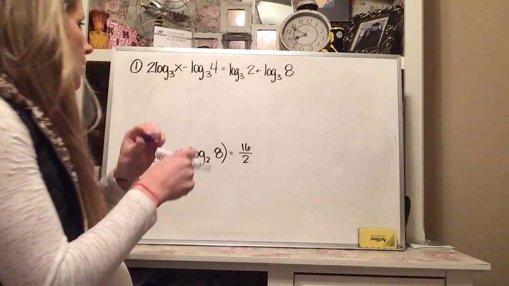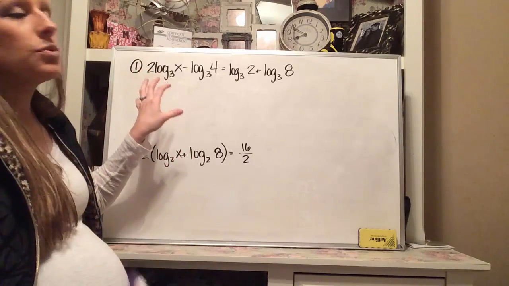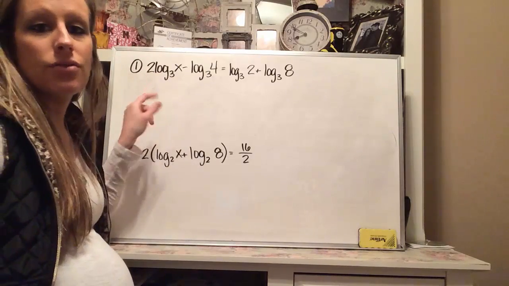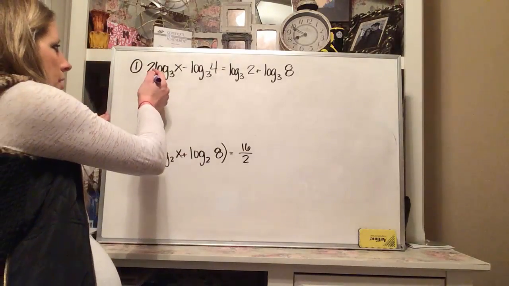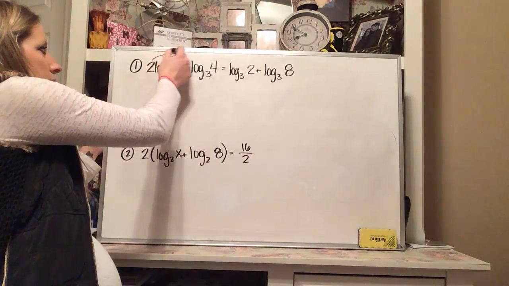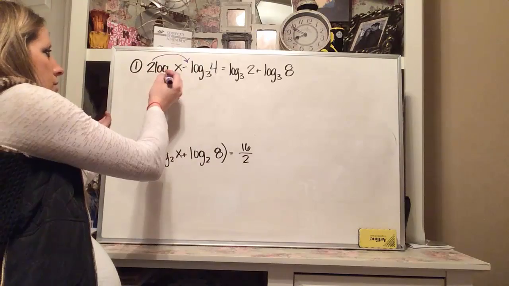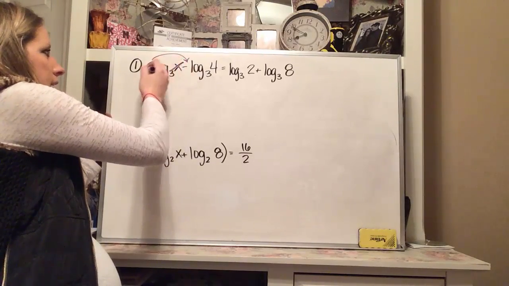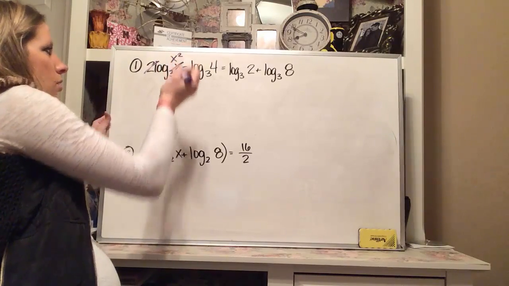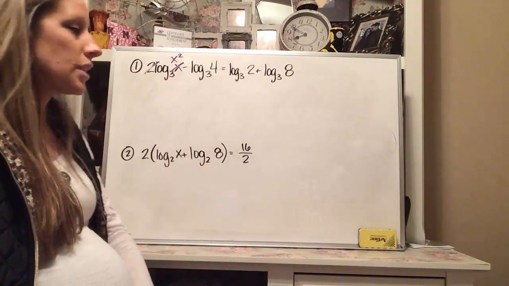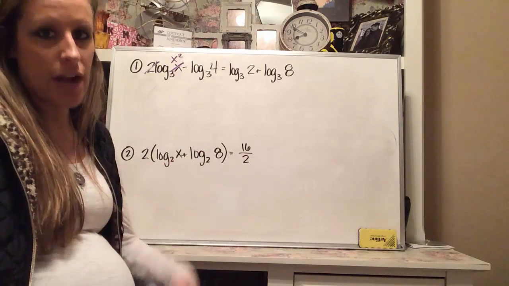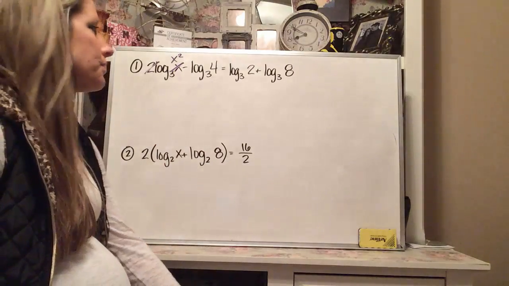All right, so what I like to do is fix the ones that have a number in front of the log. So like my first term has a 2 in front of the log. That 2 is going to go as an exponent. So this is going to be x squared. So log base 3 of x squared. I like to fix those first. And then I'll start in on my adding and subtracting and simplify those.